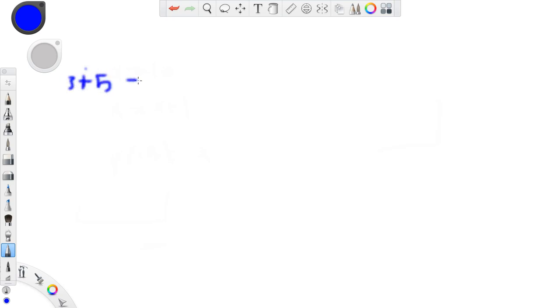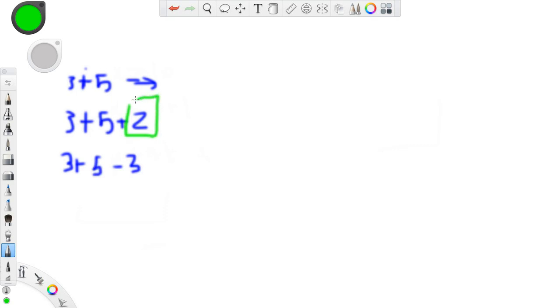Then you want to add 2 to it. So you'll say 3 plus 5 plus 2. Then you want to subtract 3 from it. So you say 3 plus 5 minus 3, which means you did 2 processes on this number. You first added 2 to it, then you subtracted 3.